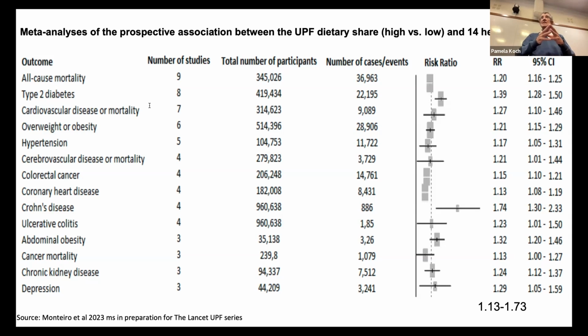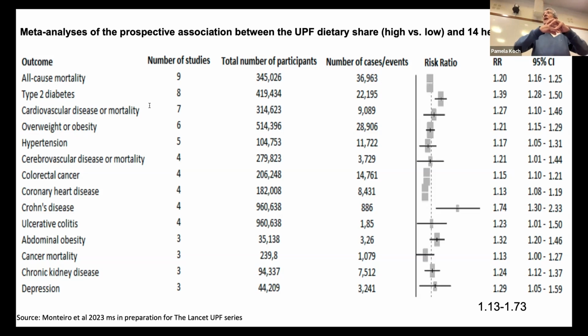So what we did was a systematic review of all the literature on UPF and disease. And we took the 14 health outcomes for which we have at least 3 good quality prospective studies, right? So there are more diseases related to ultra-processed foods, but I would say these are really strong evidence of association. We start with all-cause mortality. For all-cause mortality, there are 9 cohort studies in France, in Spain, UK, in the US, in Brazil, in China, in many countries.